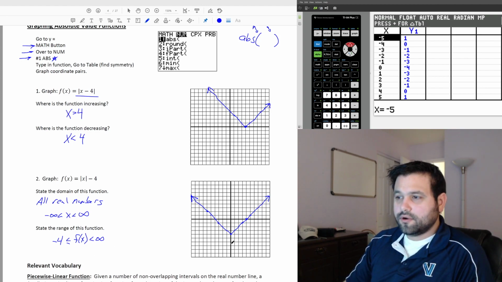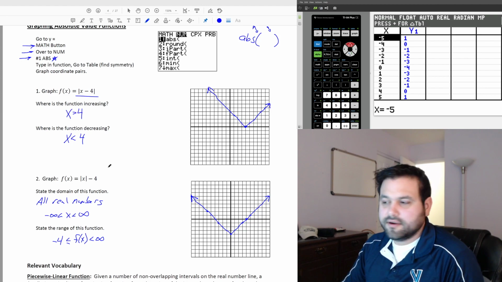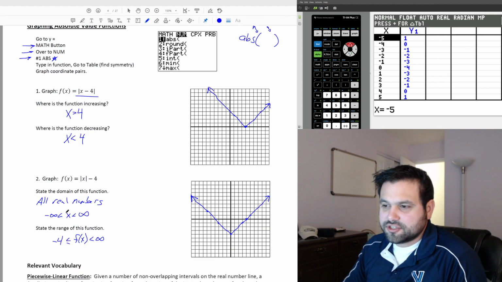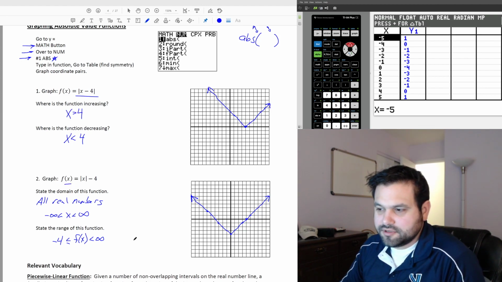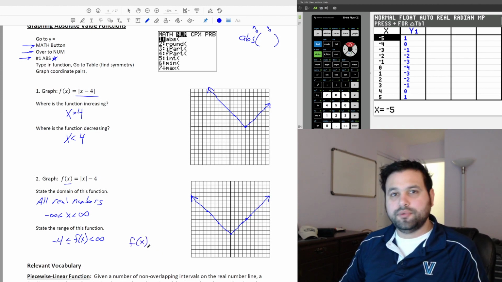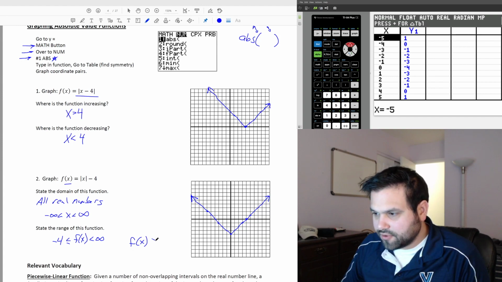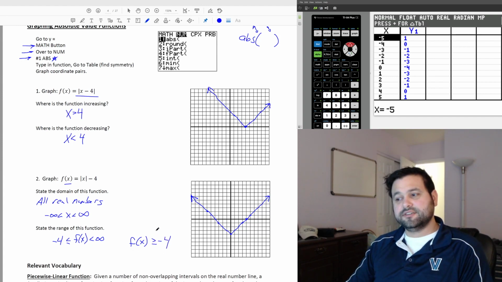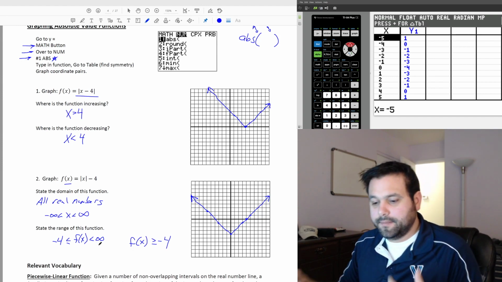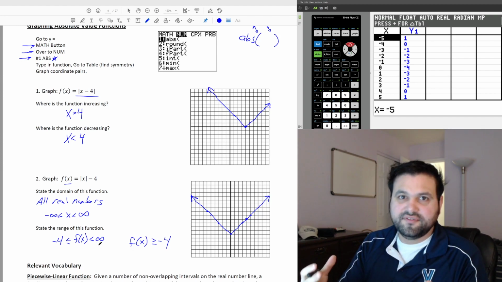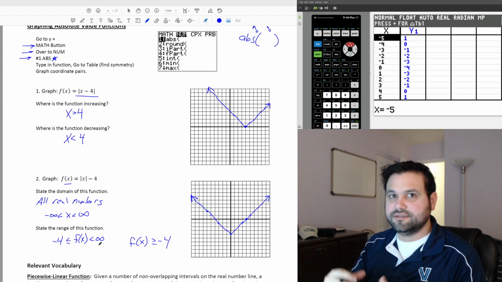Okay, or we can kind of simplify it like we did up here, and we can say the range, since we're talking about the output values, we'd be using f of x. And so what are the output values? Well, they're all greater than or equal to -4. Right? That's kind of an easier way to deal with infinite ranges and domains and things.